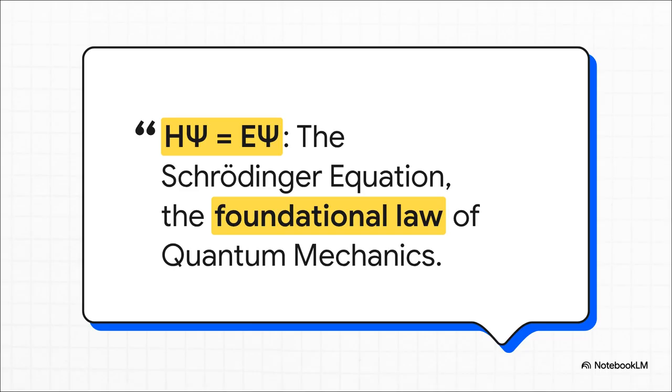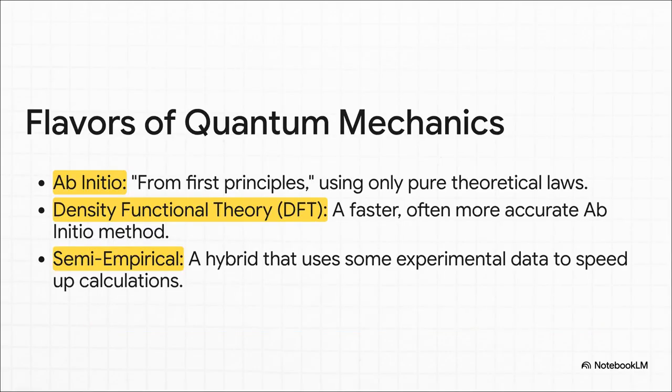If you can solve this equation for a molecule, it will tell you basically everything you could ever want to know about its energy and its electrons. It's kind of like the ultimate source of truth in chemistry. Now, actually solving that equation is incredibly difficult, so chemists have come up with different flavors of QM to get a really good approximation.